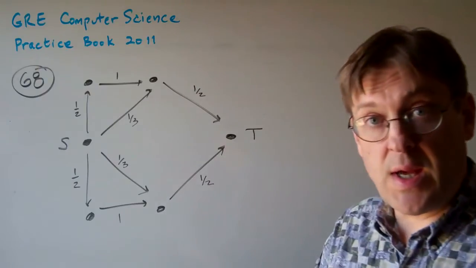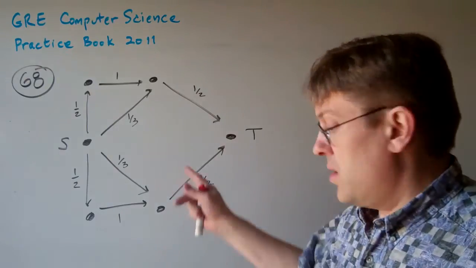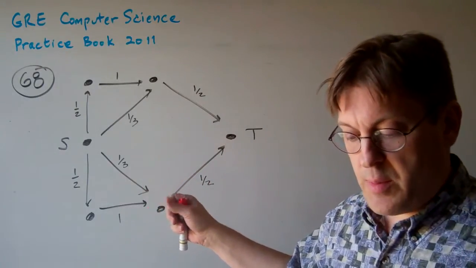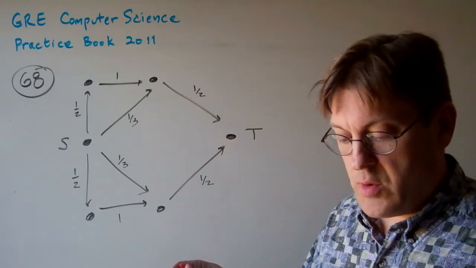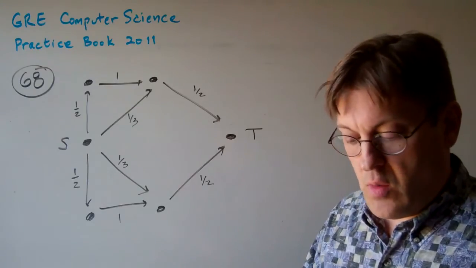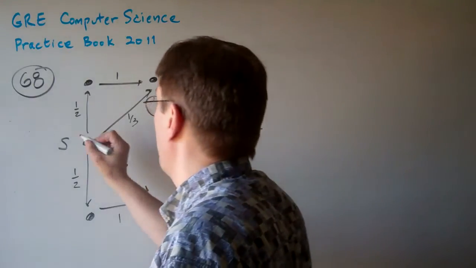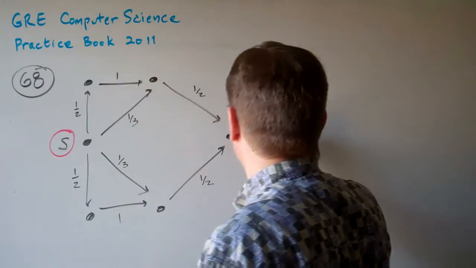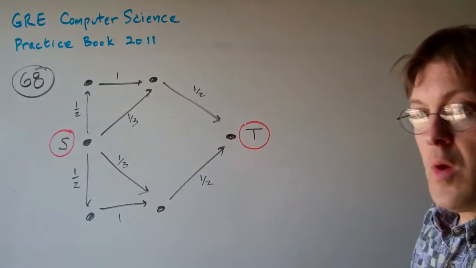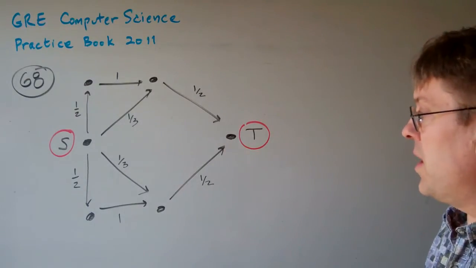Question 68. In the graph, each edge label represents a probability that the connection between the endpoints is working. What's the probability that the path is working between S and T? Well, let's take a look at this step by step here.